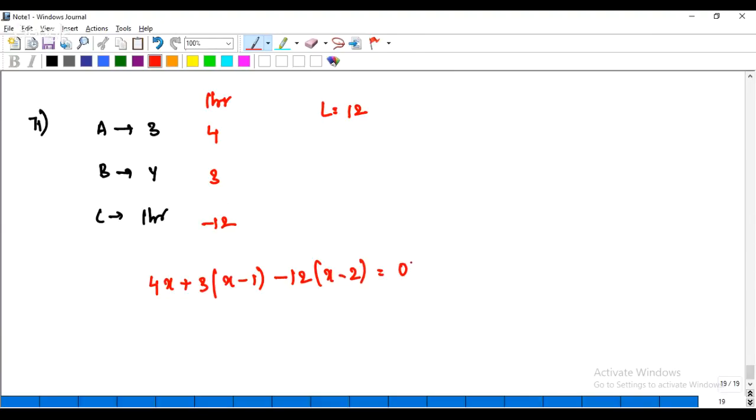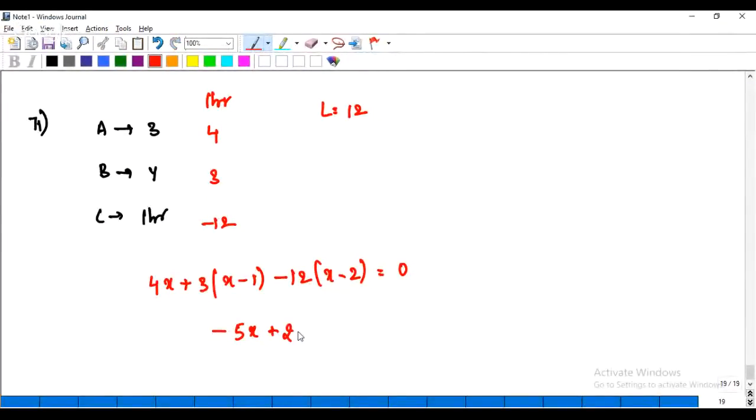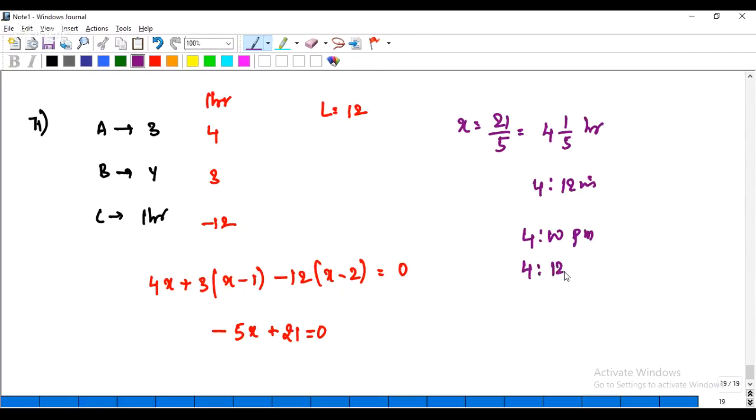Is equals to, you're not doing any work because first you're filling it, then you're emptying it. The complete network is equals to 0. I can say 4x plus 3x, 7x minus 12x is 5x plus 21. 5x minus 20 minus 5x plus 21 is equals to 0. I can say x is equals to 21 by 5, which is equals to 4 1 by 5 hours. 4 hours, 12 minutes. From 4 o'clock in evening, you add 4 hours, 12 minutes, it becomes 8:12 p.m.